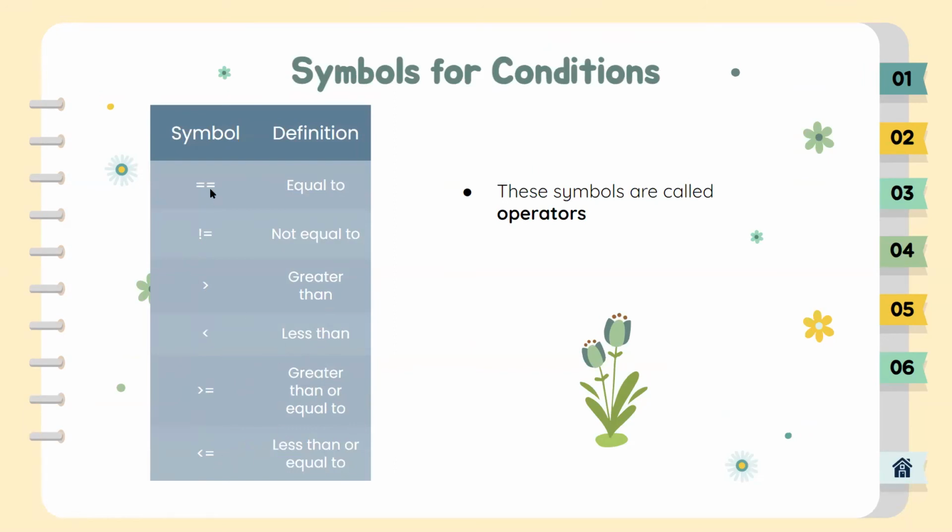So we don't use one singular equal sign because that's the same as defining a variable, and in this case we're trying to compare two things, so that's why we use a double equal sign.